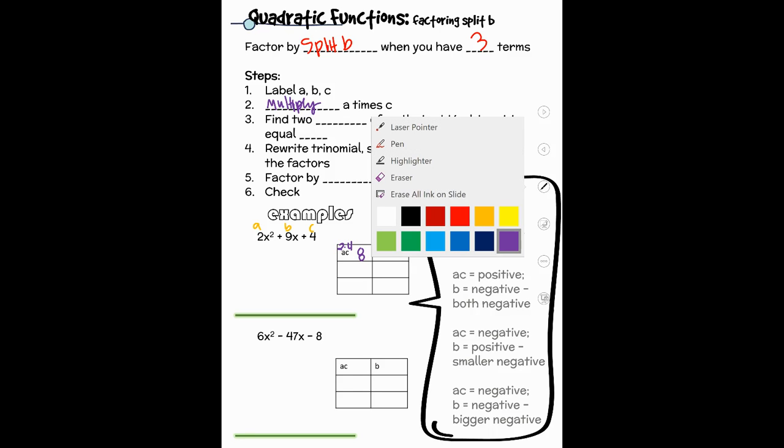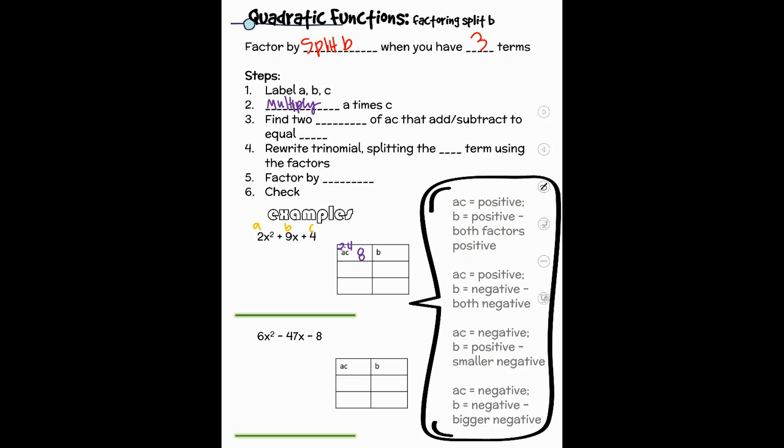Okay. And then we're going to find 2 factors of a times c that add or subtract to equal b. So I created this little table here, and you should on your paper when you're solving these problems as well. We're going to write a times c and what b is. So I wrote a times c is 8 and b is 9.